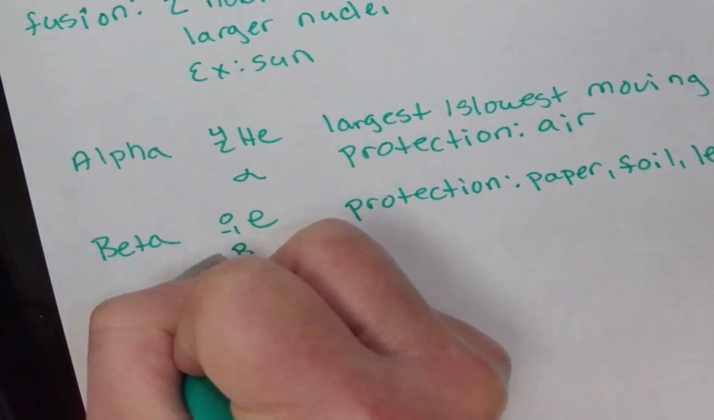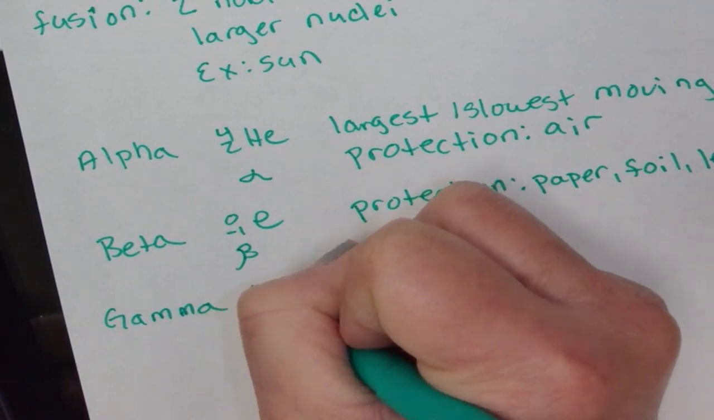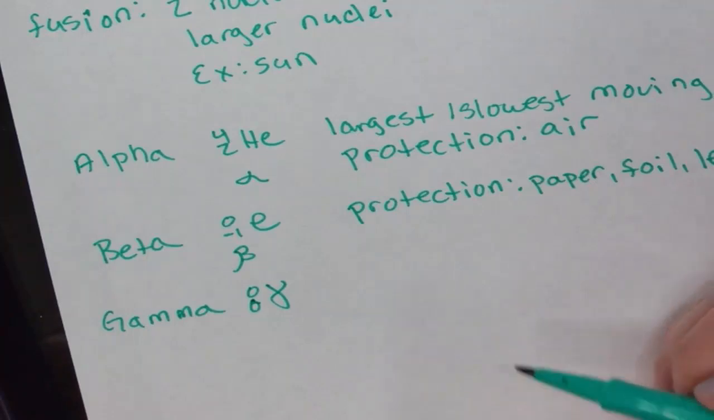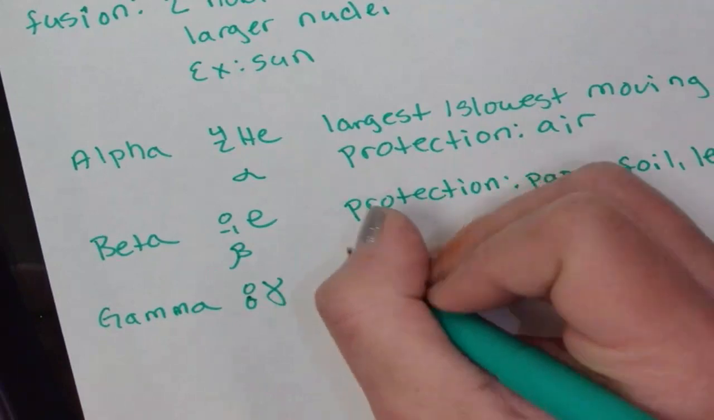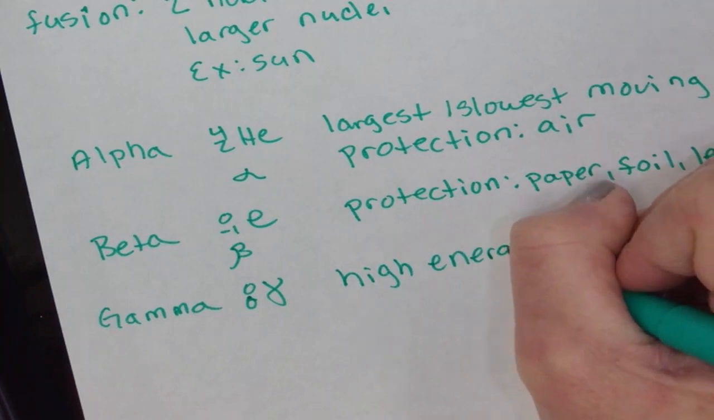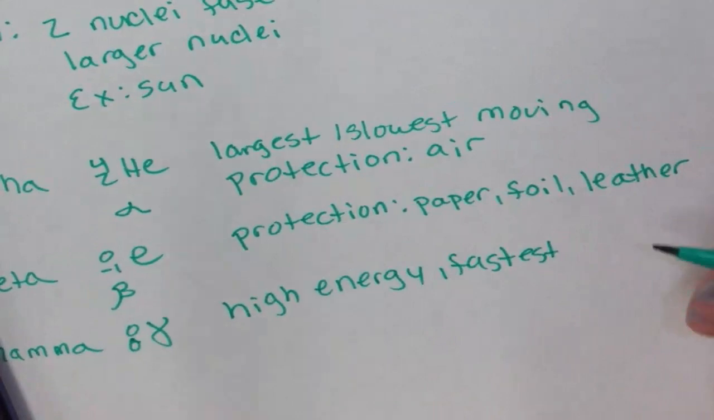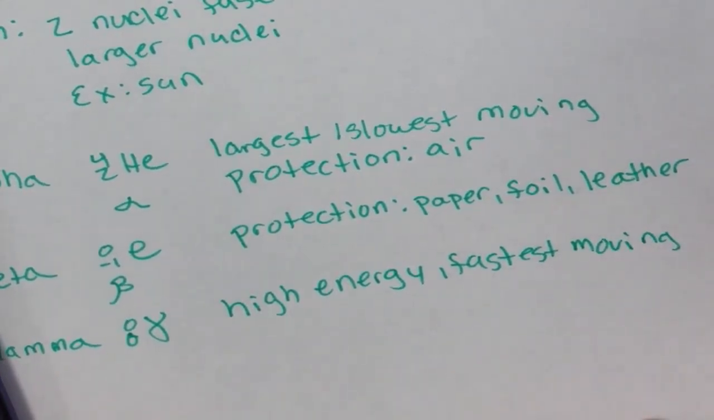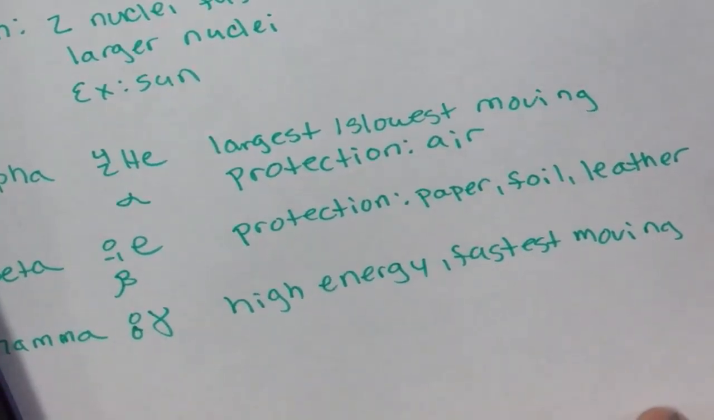Our final particle that we're going to look at today is a gamma particle. And a gamma particle has this symbol, and these are zeros, 0, 0. These symbols are going to become important in a moment. Gamma particles are basically high energy, and they are the fastest moving particles. They also provide the most problems for life on Earth. They are such high energy.